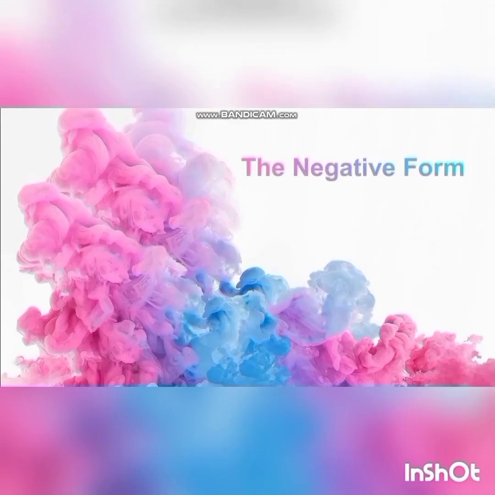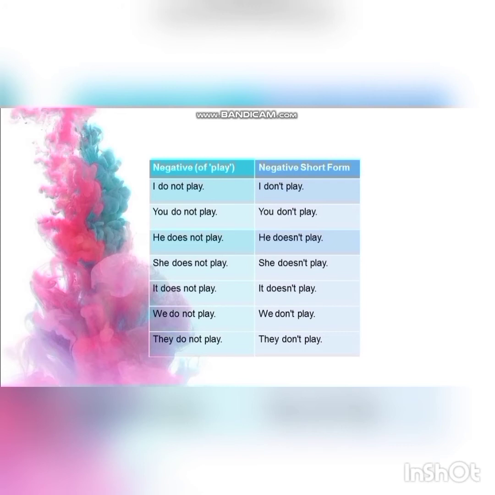The negative form. You need to use do not, don't, or does not, doesn't. The negative form also has a short form. To form the short form of the negative form, we combine do and not by removing the O in not and replacing it with an apostrophe.